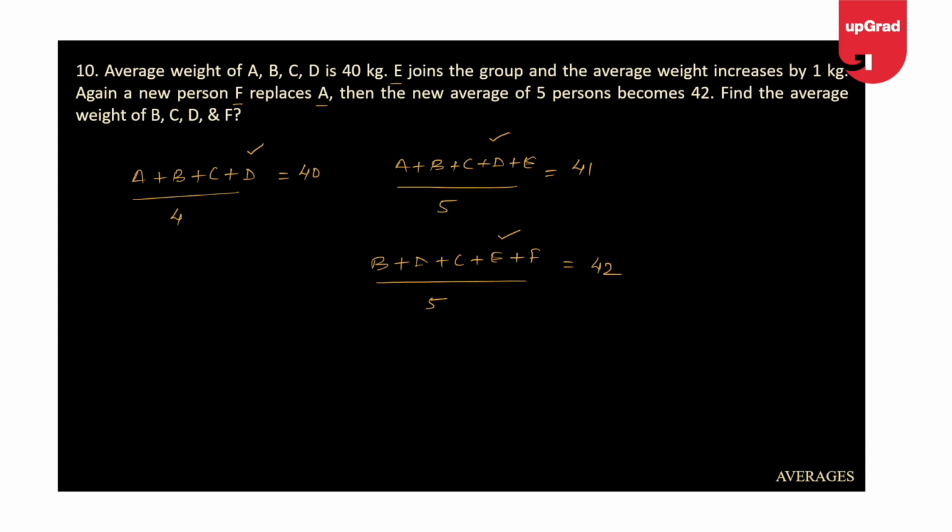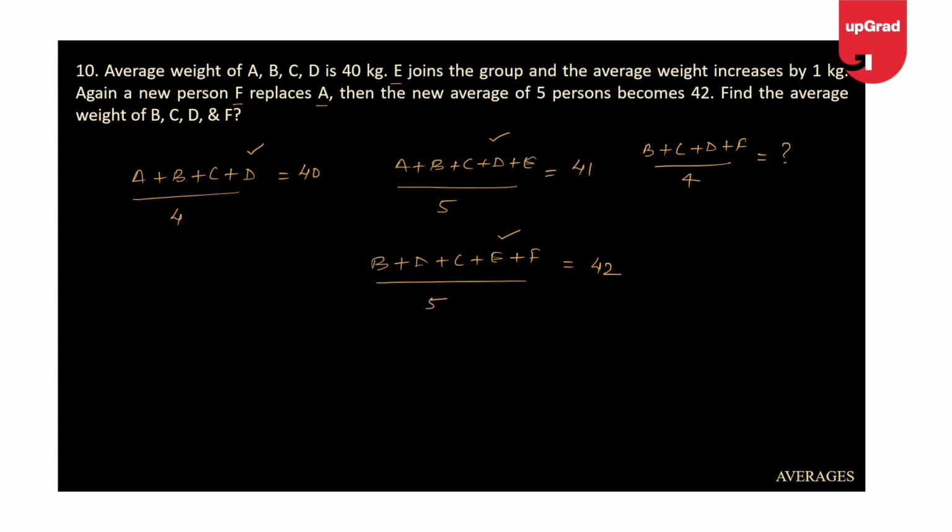Now we have to find out the average of B plus C plus D plus F divided by 4, and this is what I have to calculate. If I go by the conventional method, I have enough equations to solve this question. But let's not try that. Let's see, can we do that without using the traditional methods?